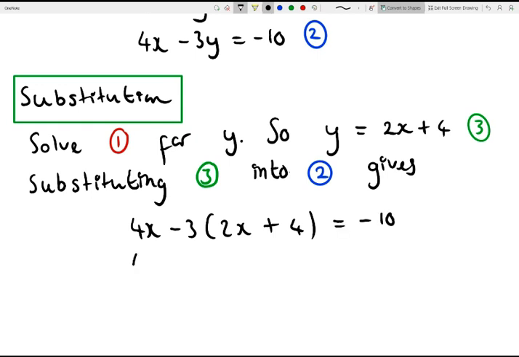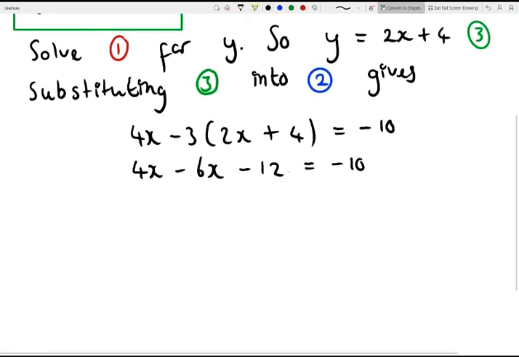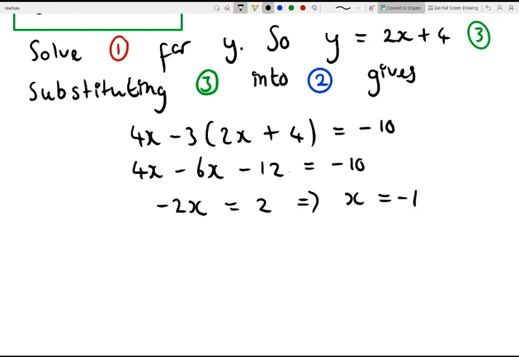Then we can multiply this out. Of course we have 4x still, but now we have minus 6x minus 12, still minus 10. Then we simplify this further and we've got minus 2x is equal to 2, which implies that x is minus 1.